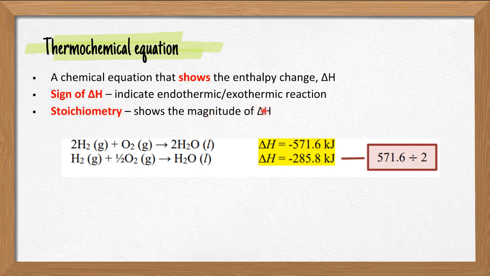For example, if you look at the first equation over here, producing 2 moles of H2O, the enthalpy equals negative 571.6 kilojoules. But if you want to produce only 1 mole of H2O, the enthalpy will be half of it. So for the whole equation, you divide it by 2 to get 1 mole of H2O. Therefore, the enthalpy change, you also need to divide by 2 to get the value.